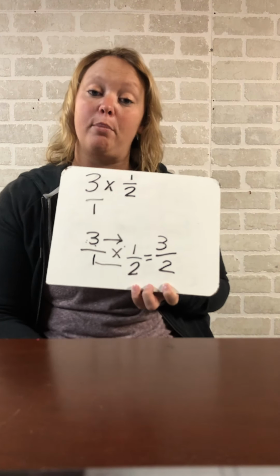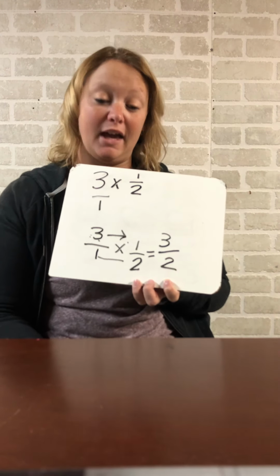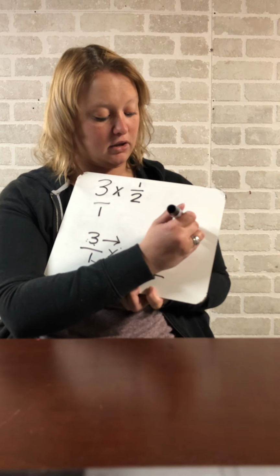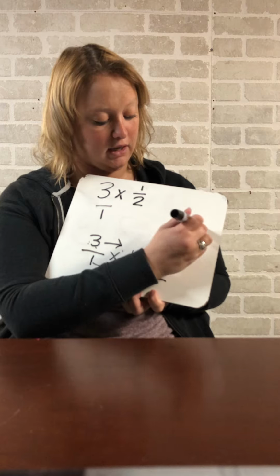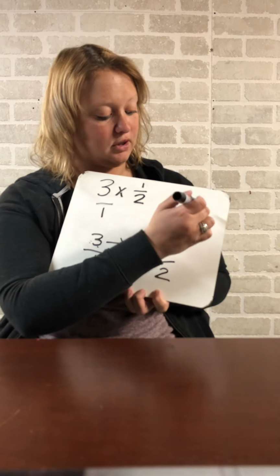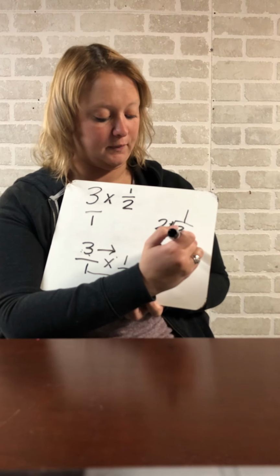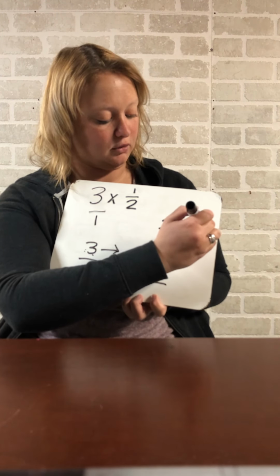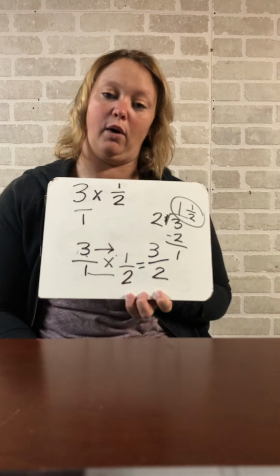But now that's an improper fraction. So in order to take my improper fraction and make it a mixed number, I'm going to divide 3 by 2. 2 goes into 3 one whole time. And then I subtract, and I have 1/2 left over. So your answer is 1 and 1/2.